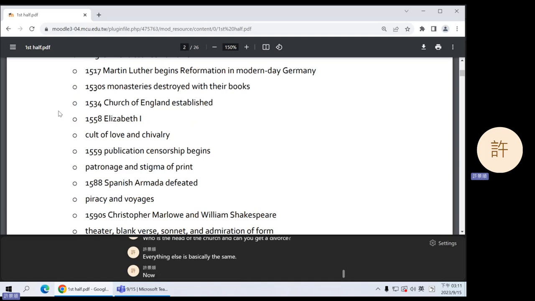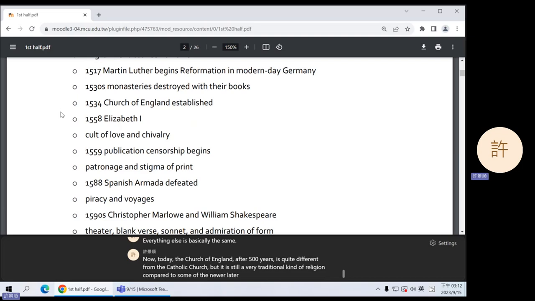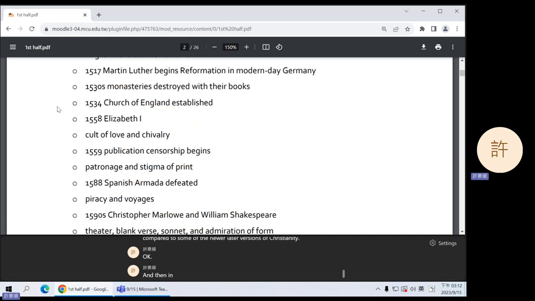Now, today, the Church of England, after 500 years, is quite different from the Catholic Church. But it is still a very traditional kind of religion compared to some of the newer, later versions of Christianity. Okay, and then in 1558, he dies, and his daughter, Elizabeth I, becomes Queen of England.